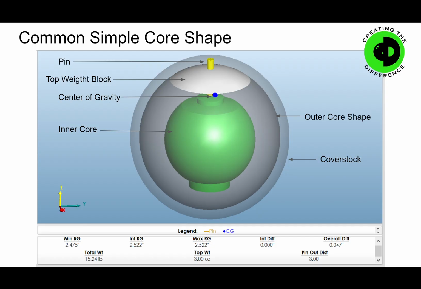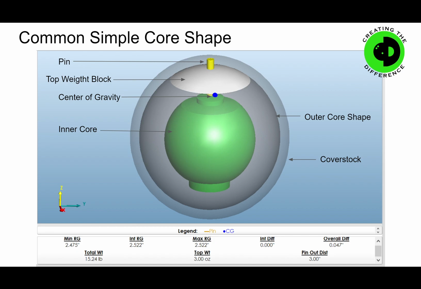So the pin, the yellow, and the center of gravity, blue, are used by the pro shop to shift and manipulate the core in the bowling ball when the bowling ball is getting drilled for the consumer. The darker gray sphere is called the outer core shape, and the lighter gray sphere is called the cover stock. And then at the bottom are all the numbers that go into the bowling ball.